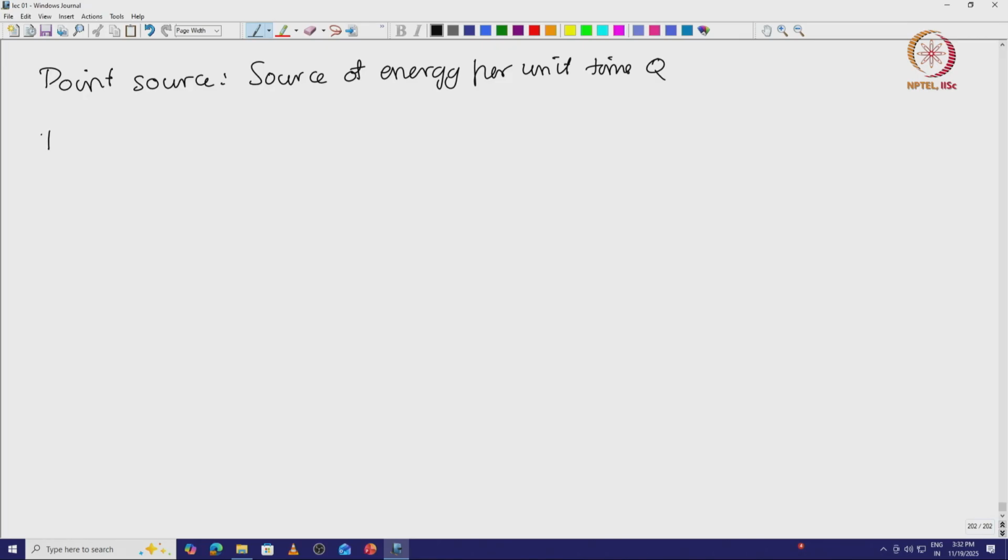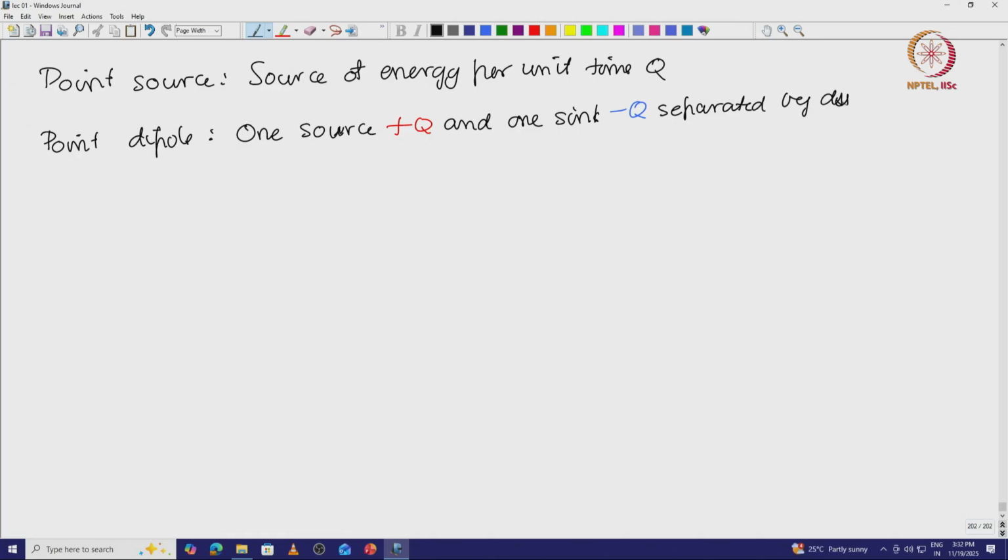Dipole, point dipole. Okay, so one source, plus Q, and one sink, minus Q, separated by distance L. L is much smaller than the observation location. Q times L is finite.